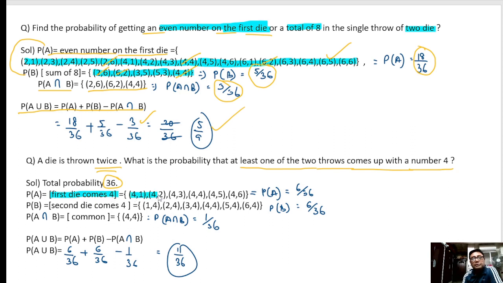So these are the options. Second die comes 4. So these are the options. And common between the two, both dice come 4. So these are the probabilities, and if I use P(A union B), P(A) is this, P(B) is this, P(A intersection B) is this. Solving it, we get this as the answer.